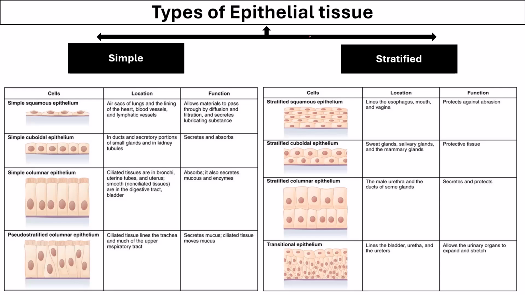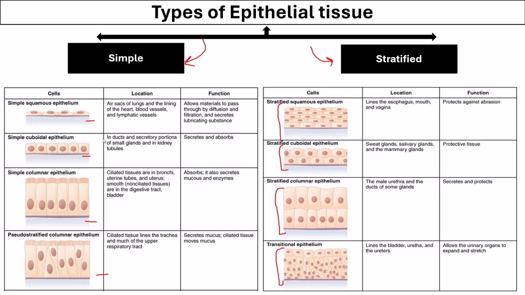Types of epithelial tissue are first based on the number of layers. If you only have one layer of epithelial tissue, it's a simple epithelial tissue, and if you have multiple layers, then it's a stratified epithelial tissue.